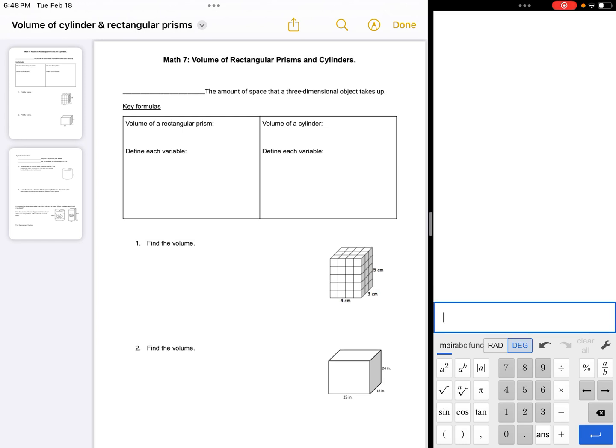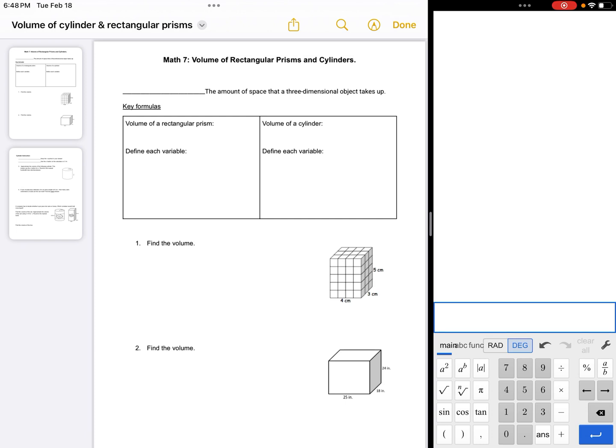Hey guys, so we're going to review how to find volume, but we're going to be finding volume of rectangular prisms and cylinders. So I'm going to have my screens split this time so I can show you exactly what I'm typing into my calculator for each problem, just because sometimes we use pi and we use 3.14, approximate, exact.